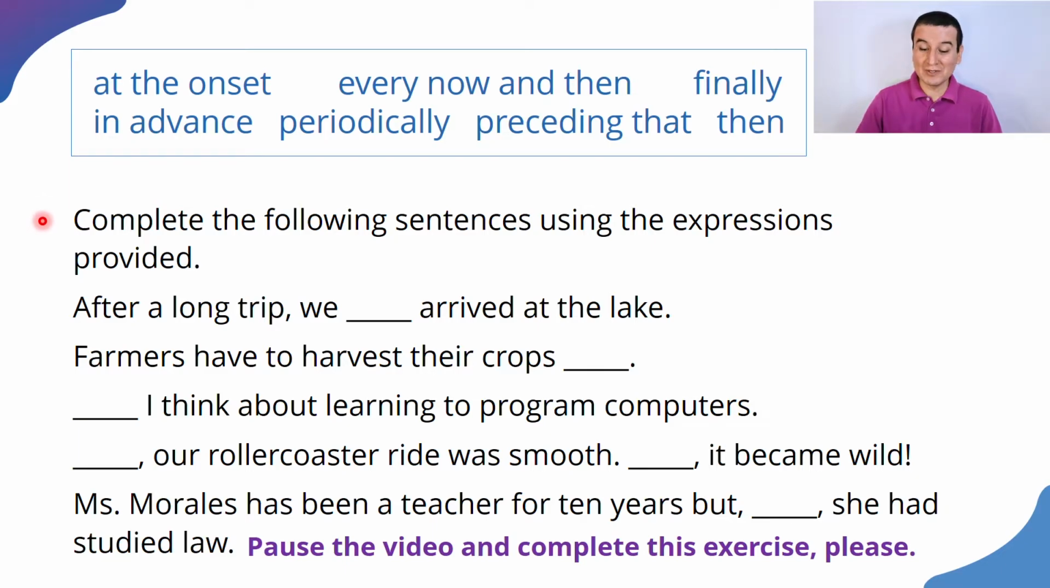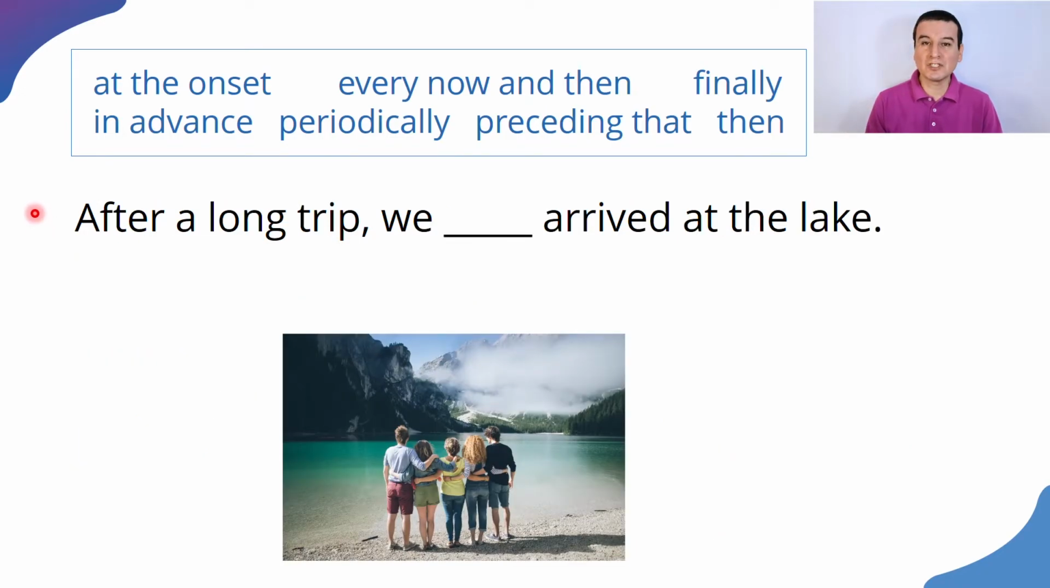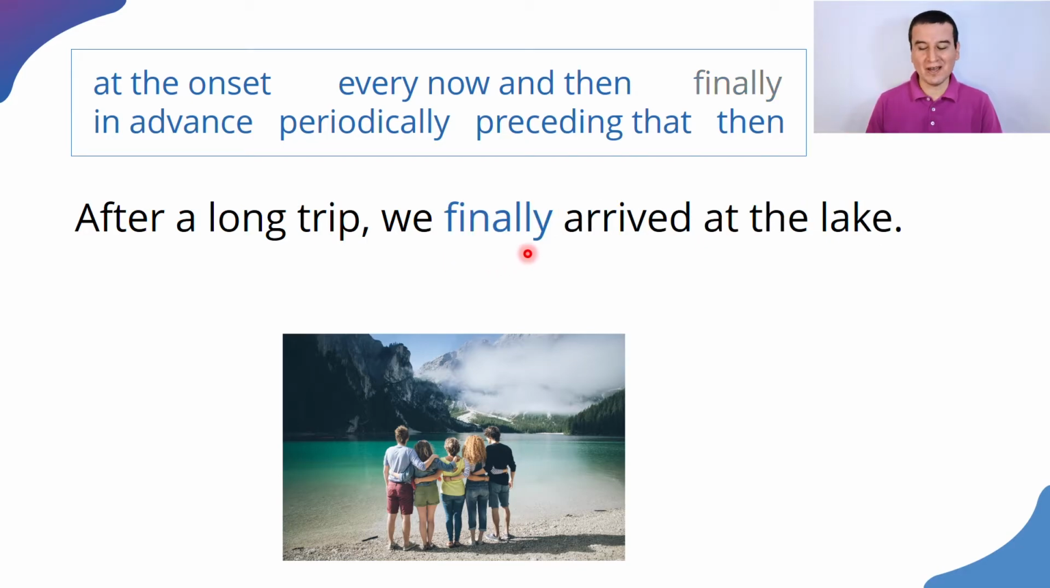All right, I hope that you did it. And here I have some answers. You might not agree completely, especially because if we have some activities that happen at the beginning, you could use several and you could use some others. But here's a list actually of other expressions that might complement what I showed you in the first chart. All right, let's look at the first question. It says, after a long trip, we blank arrived at the lake. After a long trip, we, I propose, finally arrived at the lake.